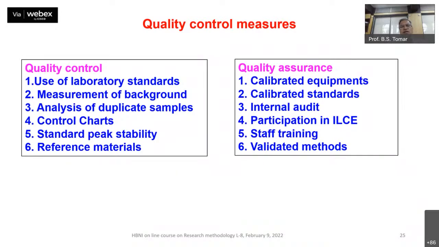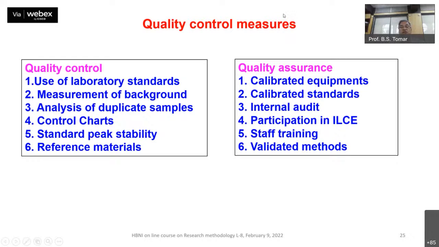So quality assurance is the set of procedures that you do in the laboratory routinely to give confidence of the reliability of your data. Whereas quality control is for the sample that you are analyzing, about how good the sample quality data is. So for quality control, you use laboratory standards, measure the background, analyze duplicate or multiplicate samples. You have control charts, standard peak stability, how stable is your peak if you are doing some voltage measurements, and you use reference materials.